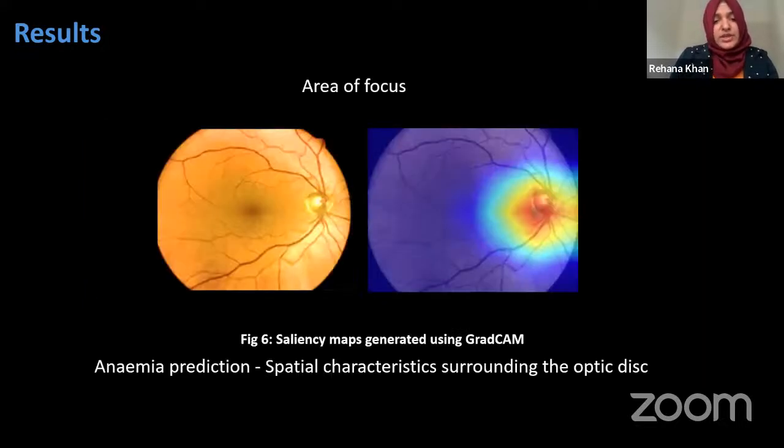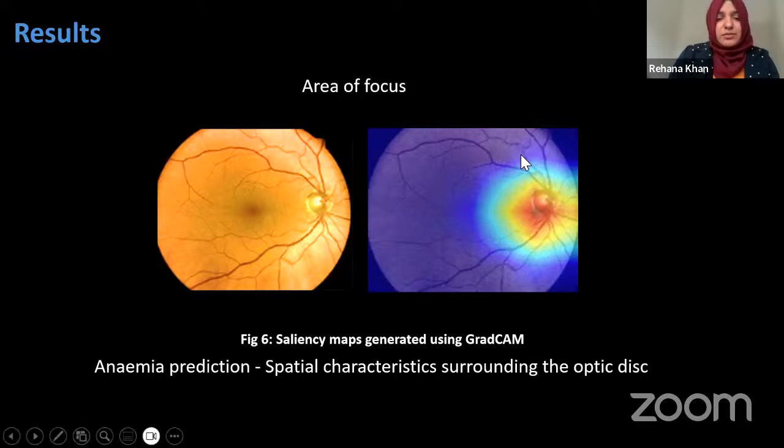Finally, to analyze the area of focus in the fundus images, we generated the saliency maps using the GradCam. GradCam, or gradient-weighted class activation mapping, is a technique that highlights the region of the image that contributes most to the model's performance. So in our anemia prediction model, the saliency maps reveal that the features associated with anemia were concentrated around the spatial characteristics of the optic disc.